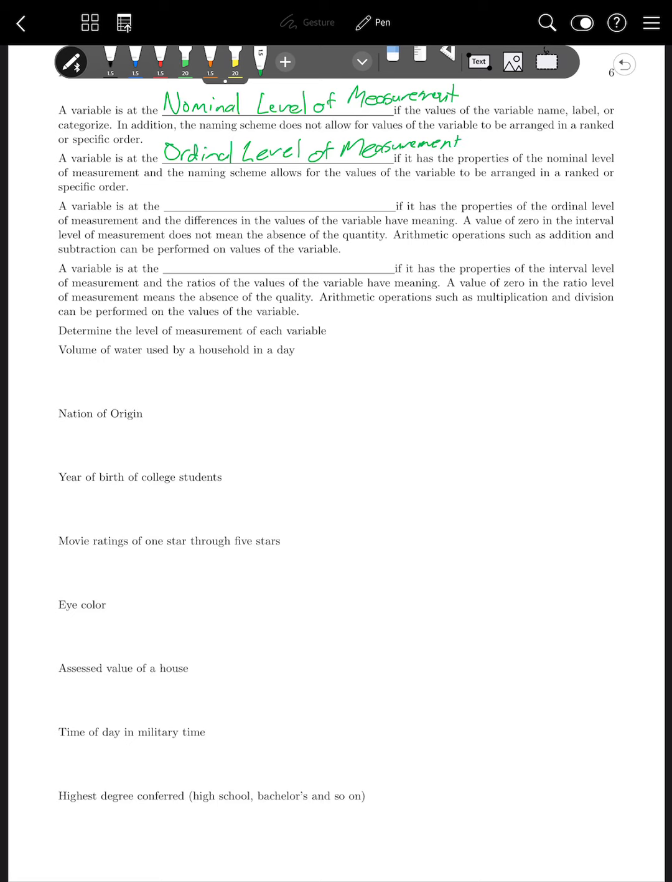If it has the properties of the nominal level of measurement and the naming scheme allows for the values of the variable to be arranged in a ranked or specific order, specifically the word ranked.